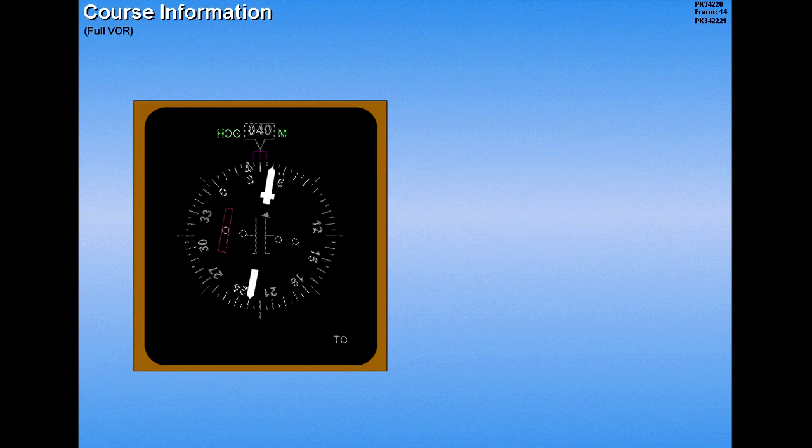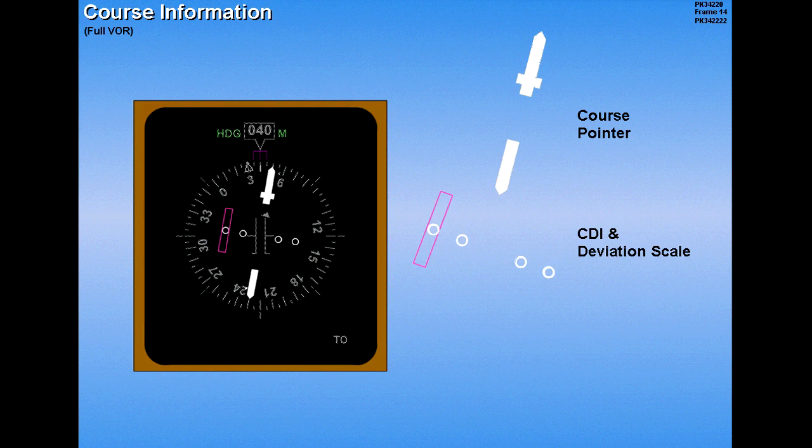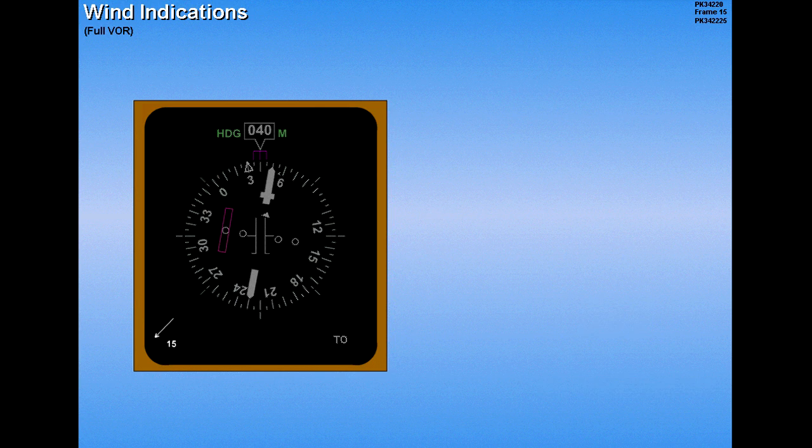At the center of the compass rose is a conventional course pointer, a CDI and deviation scale, and a to from indicator. A to from display is also located in the lower right corner. Wind indications are shown on the lower left. The arrow indicates relative direction, and the numbers indicate wind velocity in knots. Below the wind information, the source of nav data is shown.